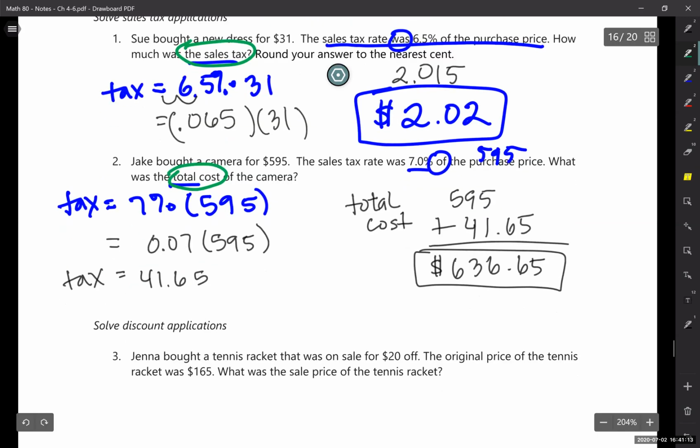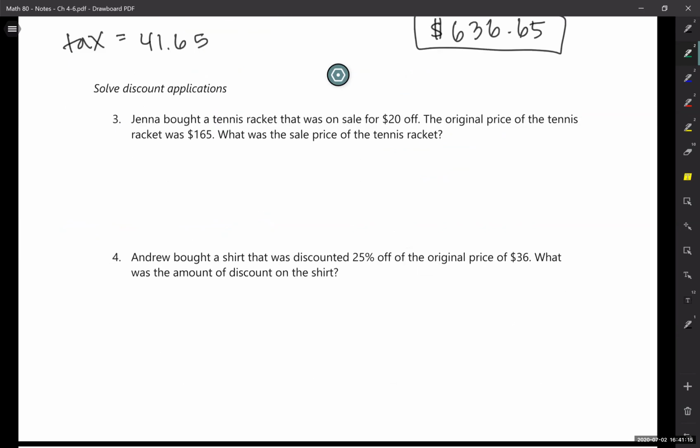And here we have the last topic, which is discount applications. To find the discount, it is exactly the same as finding the tax. And then all we're going to do, since discounts save us money, is subtract the discount instead of adding like we did for the tax. So this is asking for the overall price, the sales price.